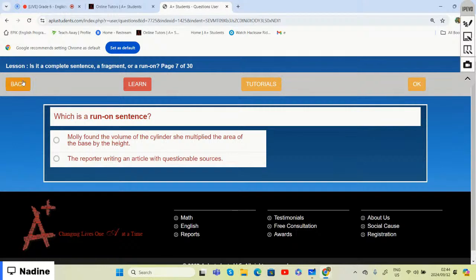All right. So the last one. It says, Molly found the volume of the cylinder. She multiplied the area of the base by the height. And option two says, the reporter writing an article with questionable sources. We need to select the run-on sentence. Is it option one, which says Molly found the volume of the cylinder. She multiplied the area of the base by the height. Or option two, the reporter writing an article with questionable sources. Option one or option two.